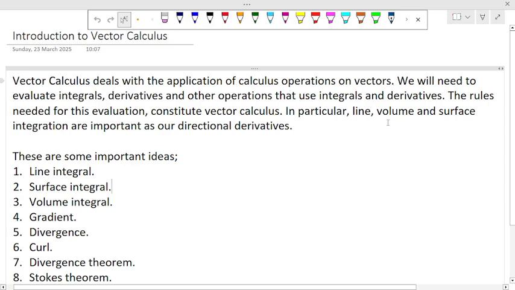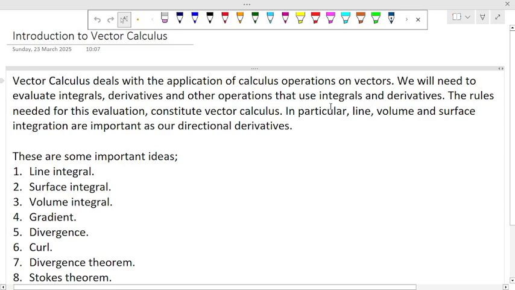Okay, so vectors, yes. Calculus operations, yes. Now we carry out calculus operations on vectors, and for that we will need to evaluate integrals, derivatives, and other operations that use integrals and derivatives. The rules needed for this evaluation constitute vector calculus.